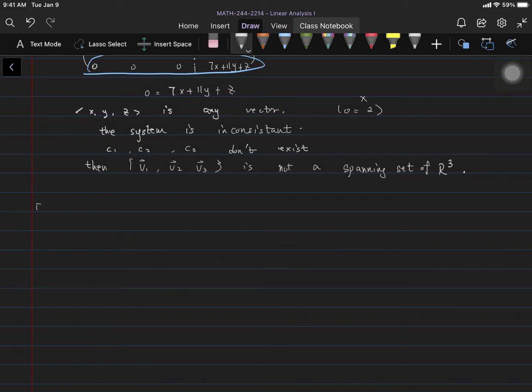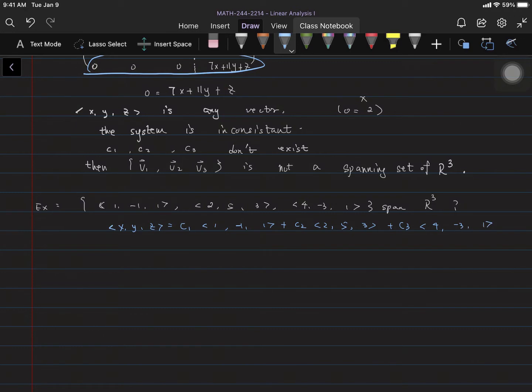Now let's try this exercise problem. We have three vectors. Does this set span R3? Here's the solution. For any vector in R3, same thing, we set x, y, z equals C1 times the first vector, C2 times the second vector, and C3 times this vector, and we get three equations from here.